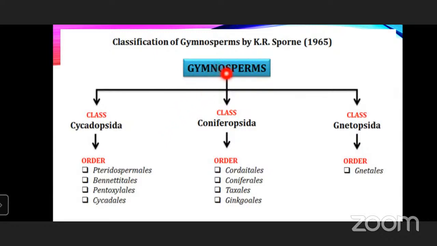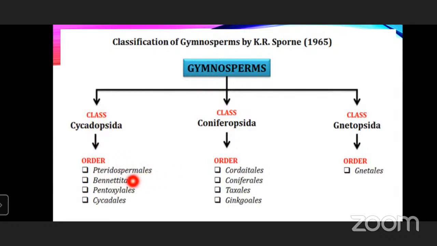Okay, so gymnosperms, it is the division. These gymnosperms are divided into classes. Further classes are divided into orders. Order always ends with ales. Family ends with aceae. Okay. First class Cycadopsida.